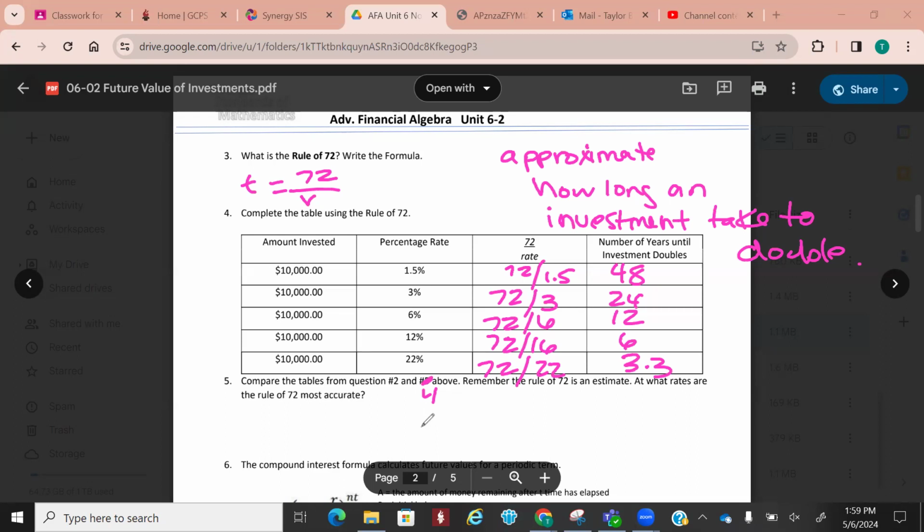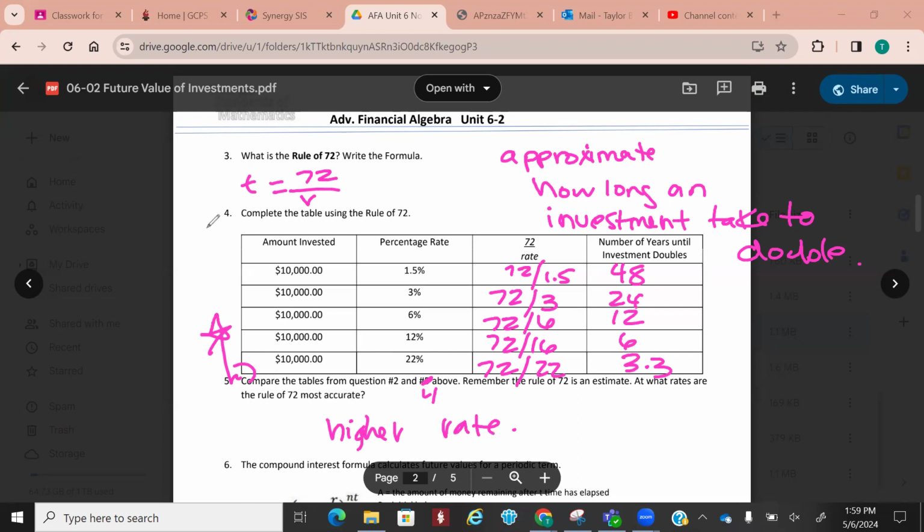When you double at 1.5, it's not as accurate. It's more accurate when you have a higher rate. Okay, so these are more accurate. Now, going back to the compound interest formula, this is going to help for a periodic term.